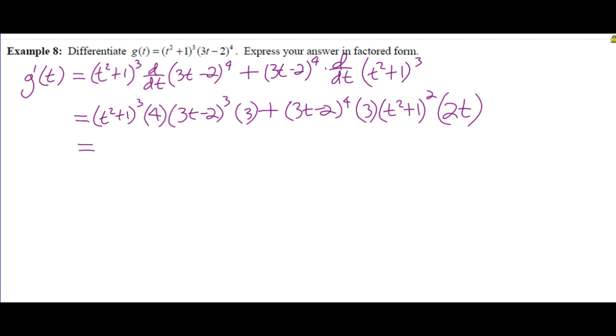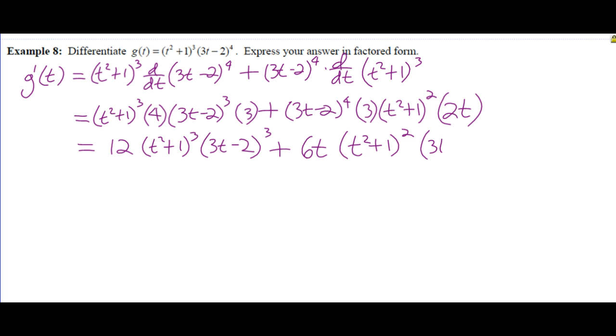Okay, clean up on aisle... All right, what do we got? So I'm just going to pull the numbers, right? Okay, so I've got 12, and I don't need a bracket on the 12 now because it's 12. And I've got (t squared plus 1) cubed, and I've got (3t minus 2) cubed, plus, okay, and I've got 6t, that's the letter t, not 6d. So 3 times 2t is 6t, times, and let's put them in the same order, so (t squared plus 1) squared, and (3t minus 2) to the 4th.